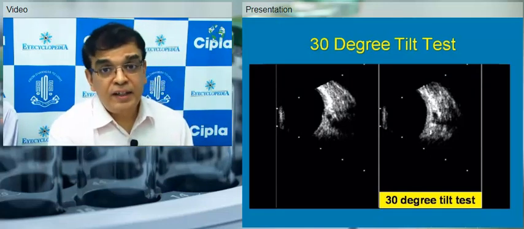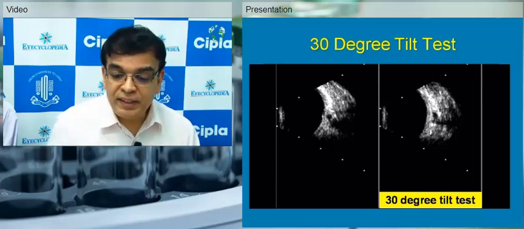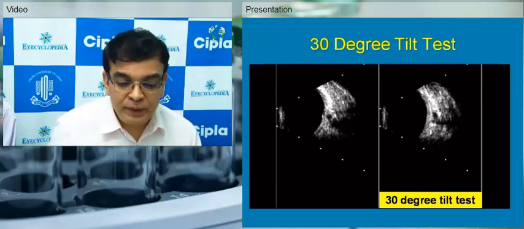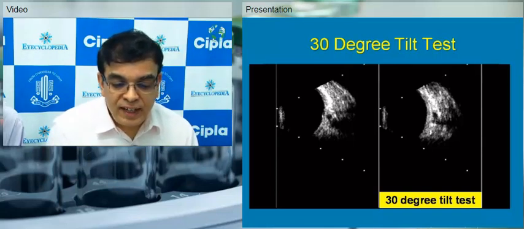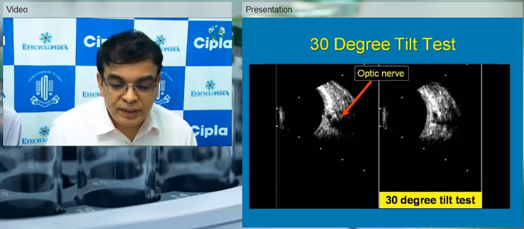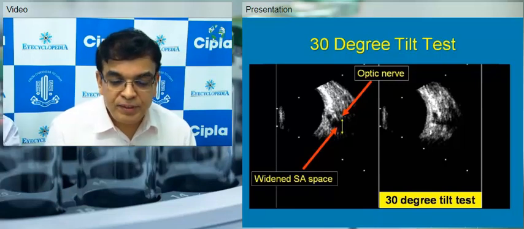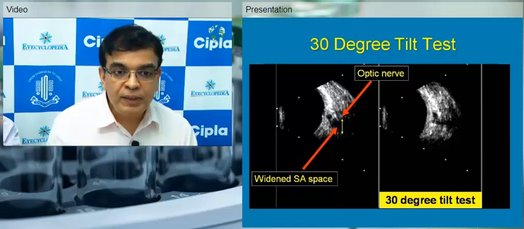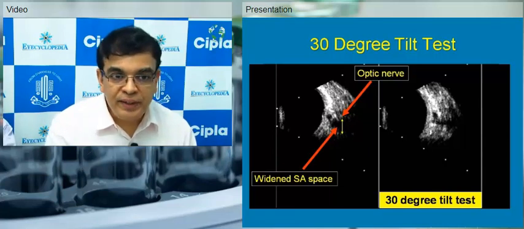And another test of ultrasound which you can do if you suspect papilledema is the 30 degree test. So the picture on your left shows a B scan around the optic nerve. You can see this little bit of an elevation of the disc head, and then you see this large space here. That's the optic nerve, and then you have this big gap there, which is a widened subarachnoid space because of the fluid.